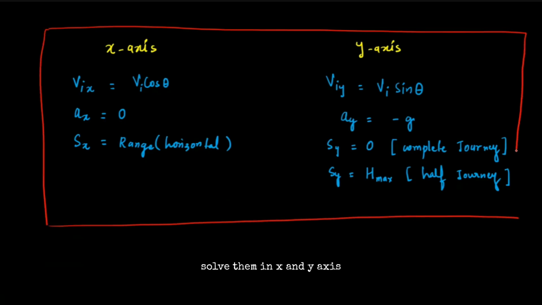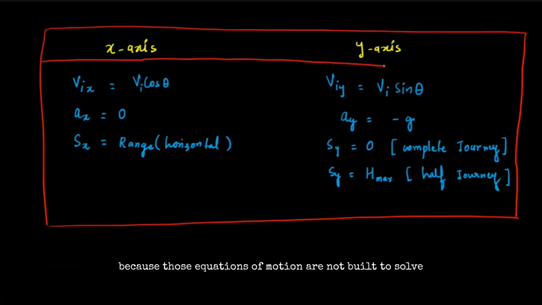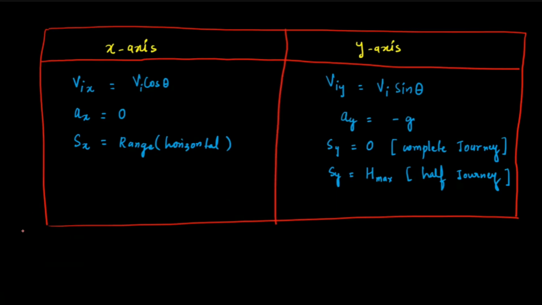because those equations of motion are not built to solve in both the axes together. So we have to solve them differently in different axes. Let me give you a few examples of it, so that it will automatically make sense how we are actually doing it. So let's do the first problem.